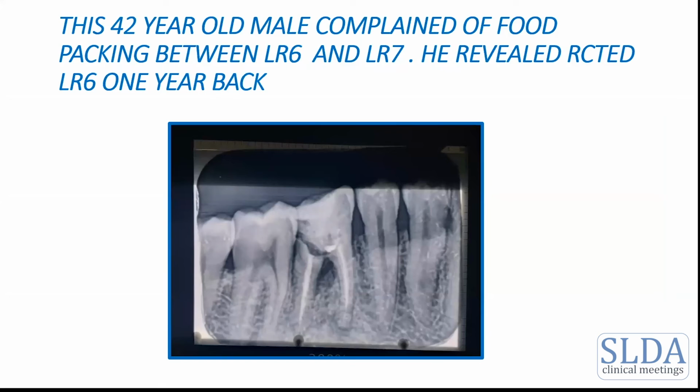This patient, a 42-year-old male, complained of food packing between lower right 6 and lower right 7. He revealed that root canal treatment had been done 1 year back, so I ordered a radiograph. You can see that there's a root fracture on the distal root. It's separated.